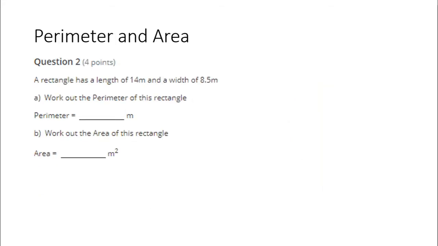Next, perimeter and area. We're told that a rectangle has a length of 14 meters and a width of 8.5 meters. To work out the perimeter, you have to remember that rectangles have 2 lengths and 2 widths. So the perimeter is 2L plus 2W, where the length is 14 and the width is 8.5. So that's 2 times 14 plus 2 times 8.5, which is 45 meters.